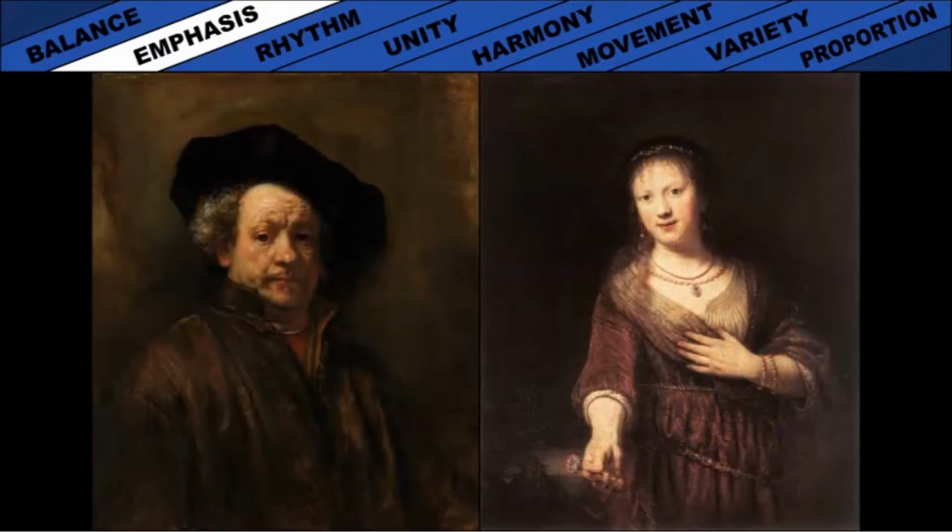Take a look at these two portraits by Rembrandt. The artist draws the viewer's attention to the faces and hands by making these areas dramatically lighter. Everything else within the paintings seems to fall into shadow. Therefore, Rembrandt achieved emphasis through his use of contrast.